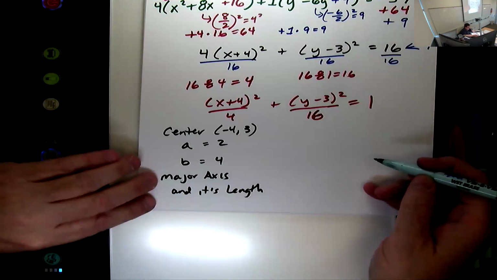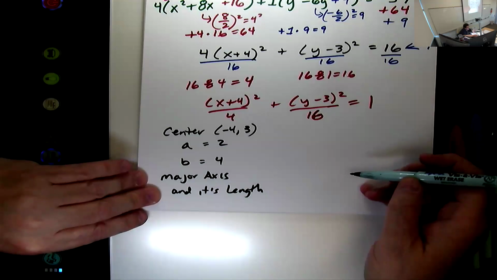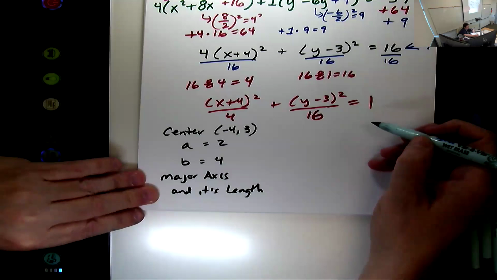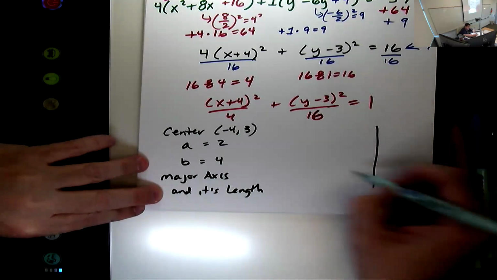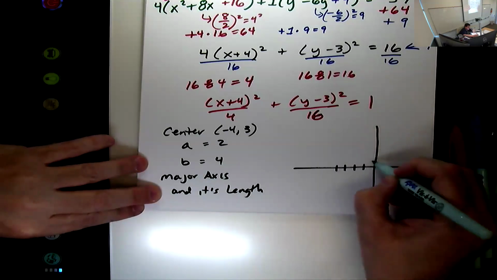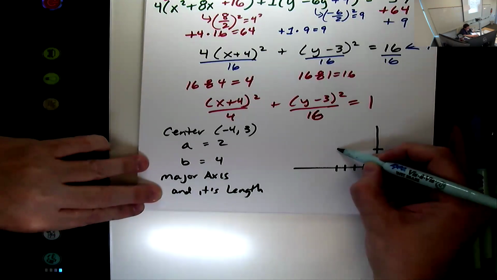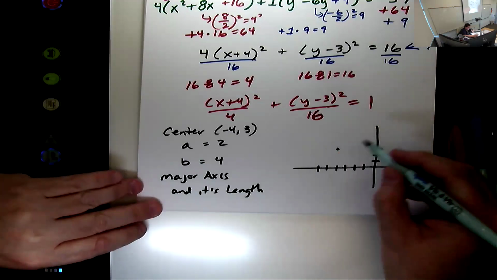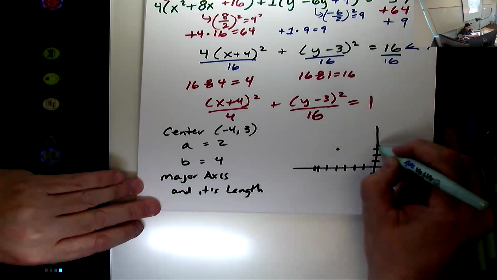Now, major axis and its length isn't all that easy to jump to unless you memorize some stuff. And memorize as little as possible, am I right? So let's graph this. And you go left and right 2 from there. And up and down 4.